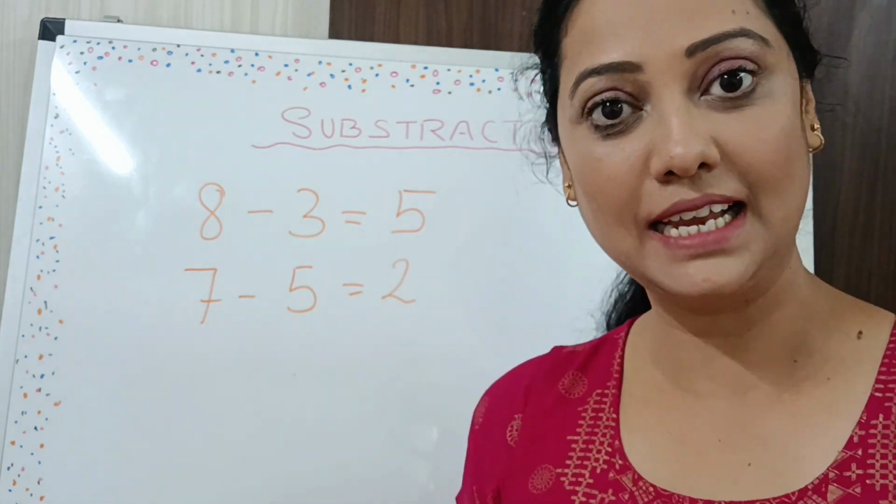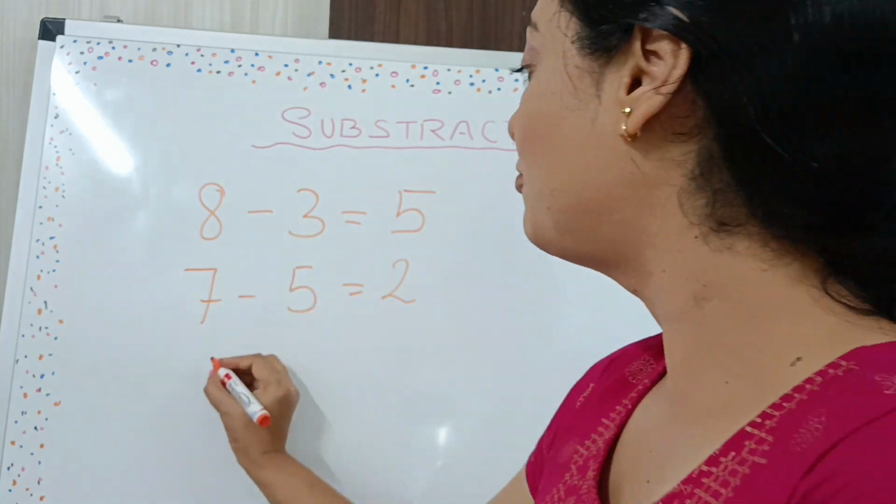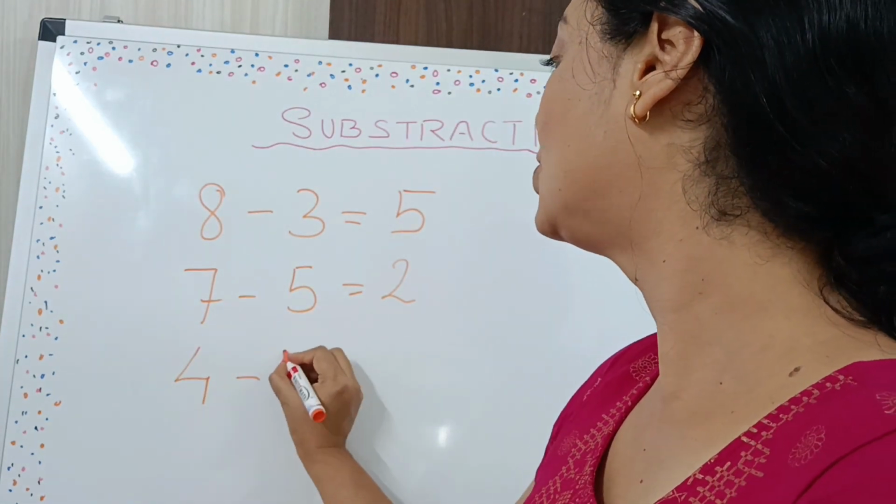Now take another example, like 4. 4 minus 2.